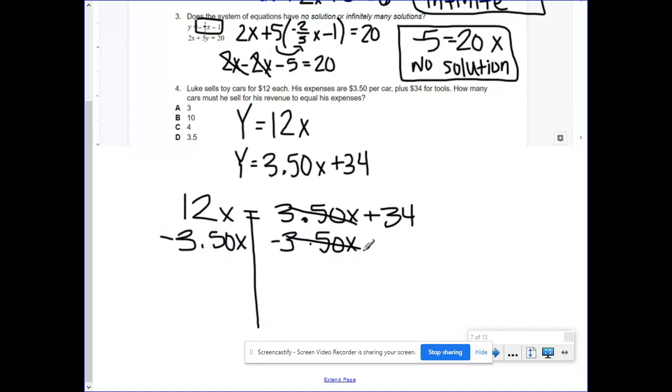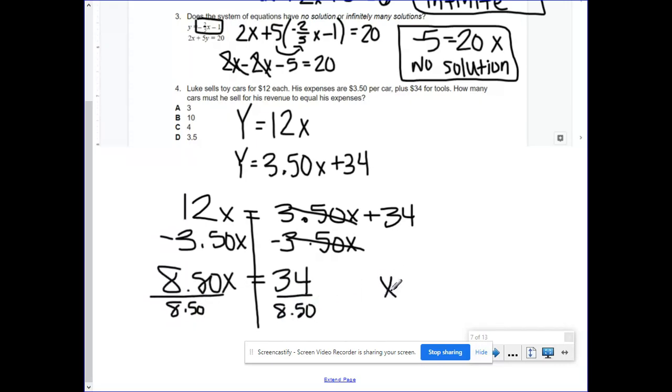So these go away, and I'm left with 850x. That's a bad 5, but that's okay. Equals 34. I divide both sides by 850, and I end up with 4. Well, x equals 4. So this one was multiple choice. You just had to circle C. That just means he has to sell 4 cars for him to break even.